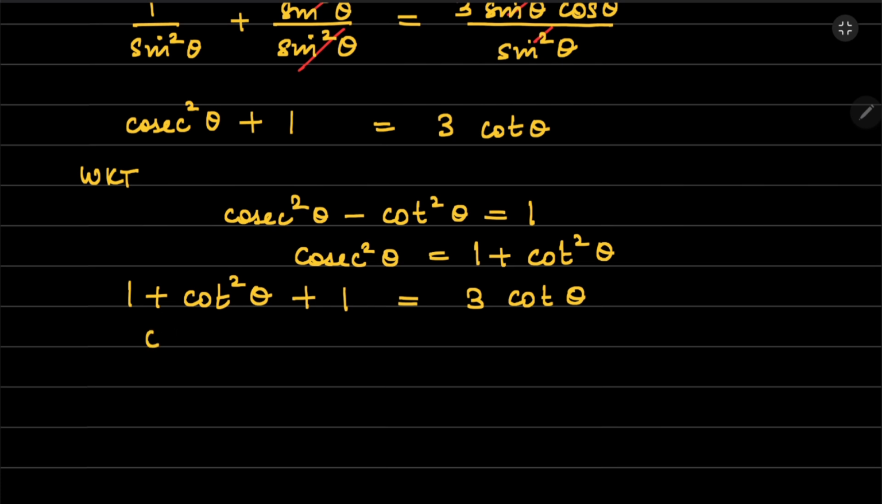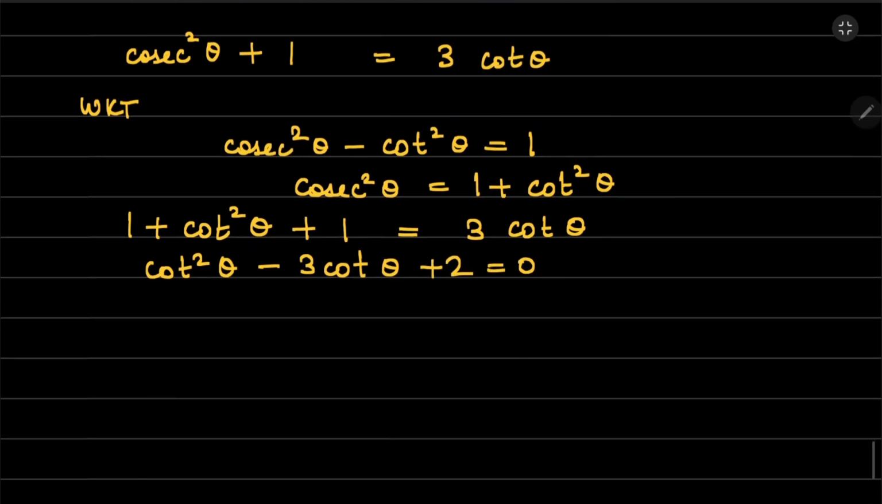So we'll bring everything to this side. So cot square theta, we'll bring plus 3 cot theta from RHS to LHS. So minus 3 cot theta plus 1 plus 1, 2 is equal to 0. Okay, now this is very similar to your quadratic equation. This is like of the form x square, where x is cot theta, x square minus 3x plus 2. Right? So if your sum is minus 3, your product is 2.